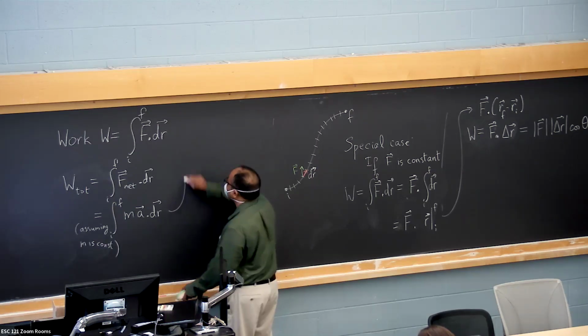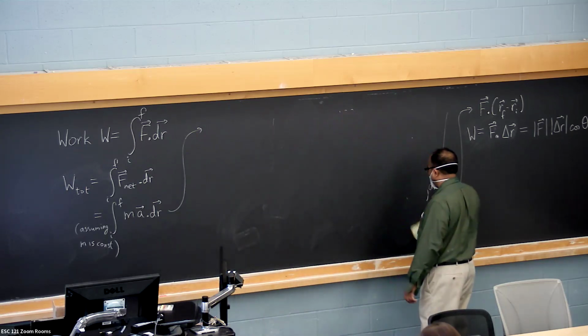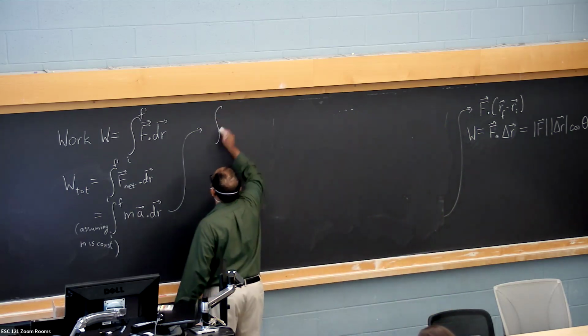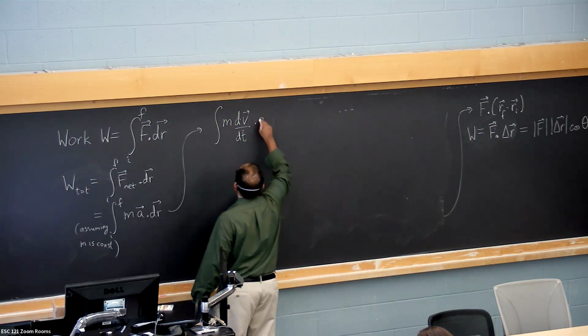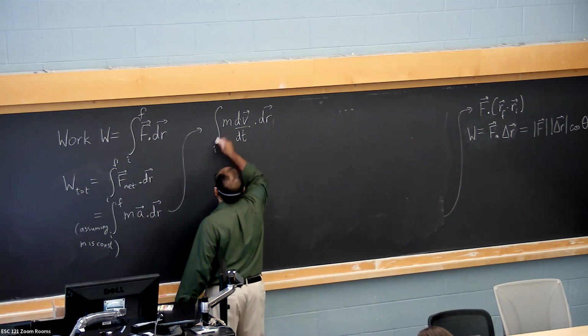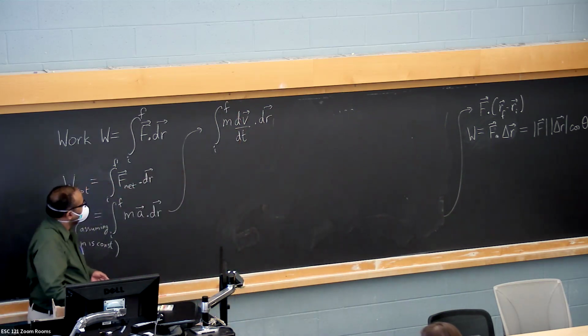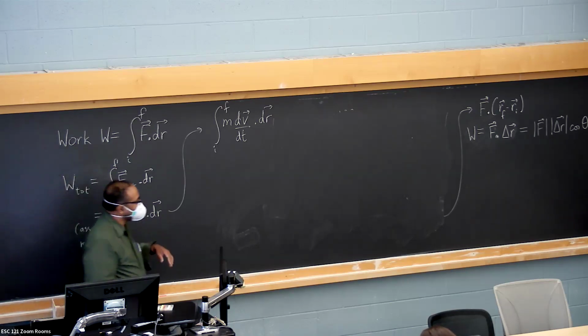But what is acceleration? What's the definition of acceleration? Well, the formula for acceleration: change in velocity with change in time. So I can write this as m dv/dt dot dr. Why didn't we pull m out? Oh, we can. It doesn't matter whether you keep it in or pull it out. But already in going to this step, we have to assume that m is constant.